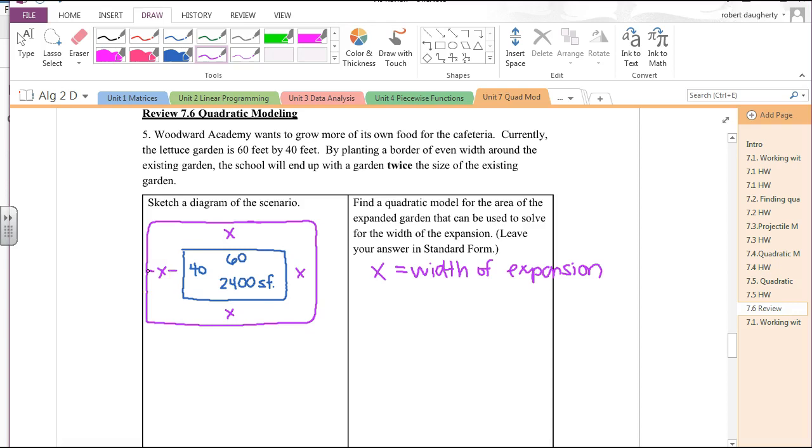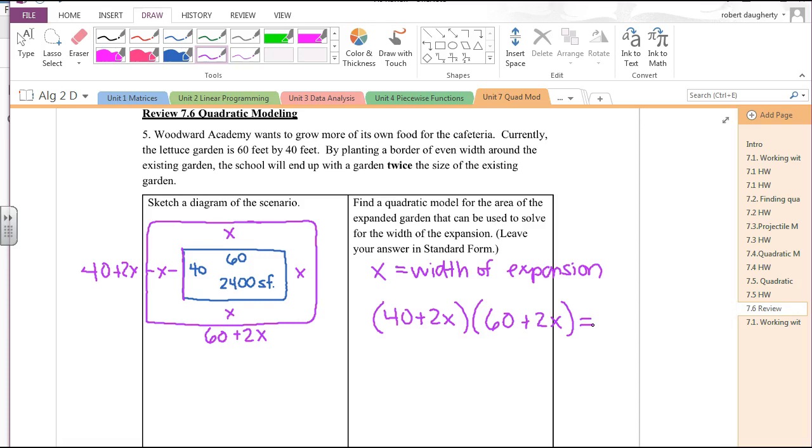So the new garden, over here I've got 40, so this is going to be 40 plus 2x, and then down here the new garden is going to be 60 plus 2x. Those are the new dimensions of my garden, okay? So a model that's going to help me: 40 plus 2x times 60 plus 2x. That's the area of my new garden, and it's going to be twice the area of the original garden.